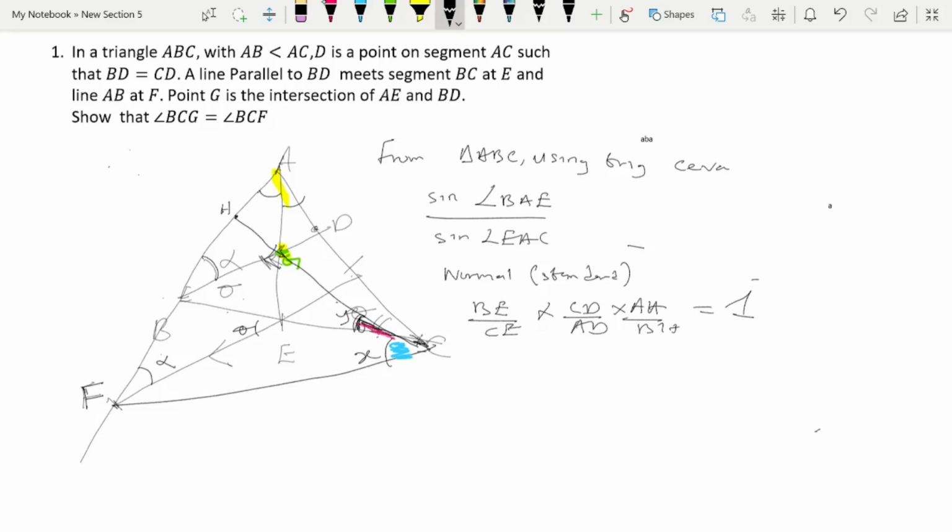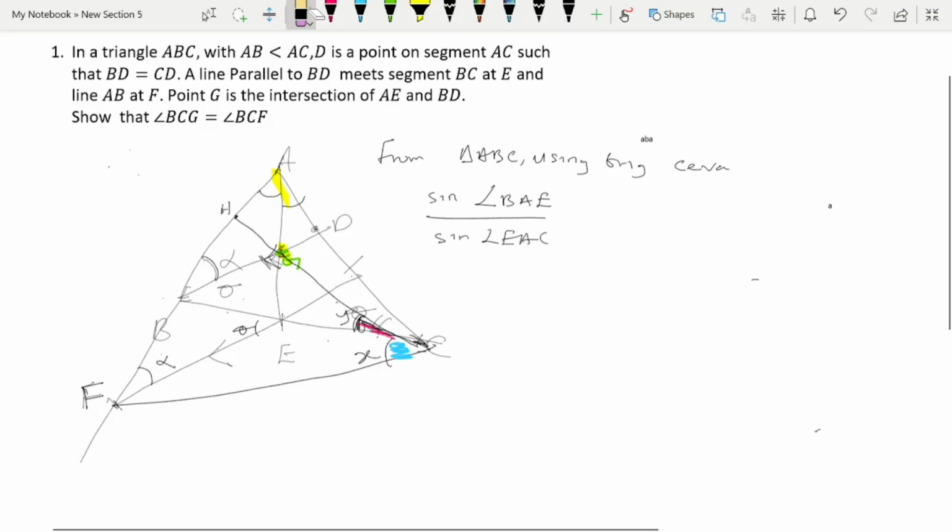So for BE over CE, I will take the angle opposite BE, which in this case is angle BAE, and the angle opposite CE, which is angle EAC. So in place of BE over CE, I'll now put sine of angle BAE over sine of angle EAC. So that's how the trig form of Ceva works. It's just like the normal one, except we're now using angles and sines instead of ratios of sides.